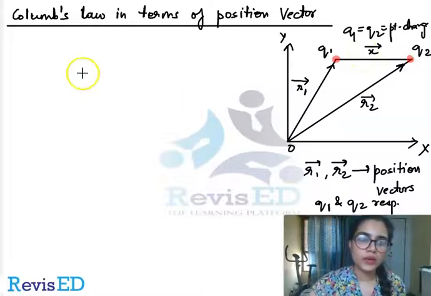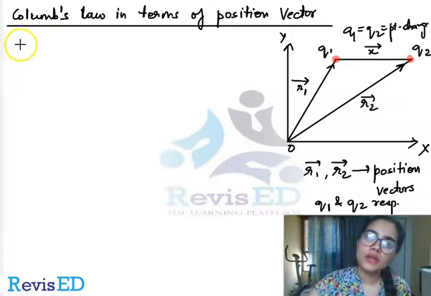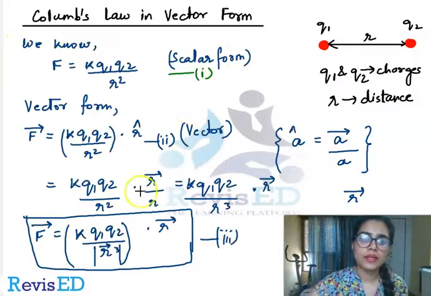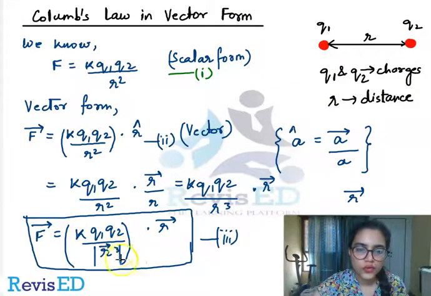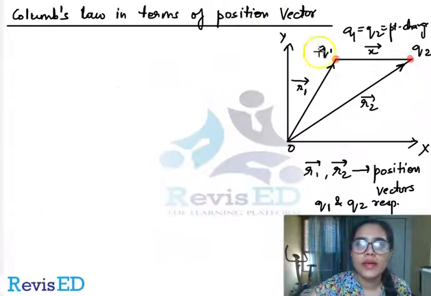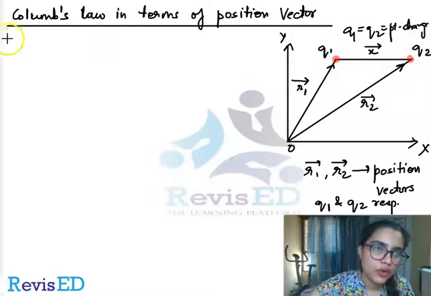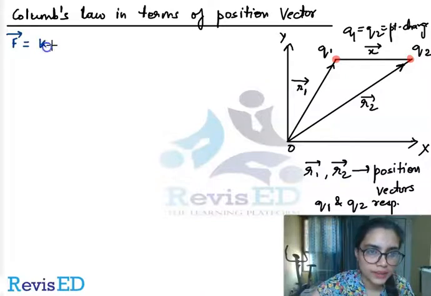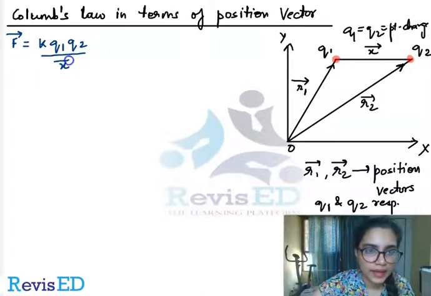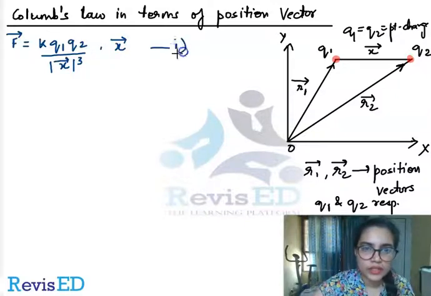So now we already know the formula for Coulomb's law that we have done in the previous video lecture. Fine, this was the formula. Now over here, the distance between Q1 and Q2 is defined as X. So the formula can be written as force vector F is equal to K Q1 Q2 by magnitude of X cubed, right? Into X vector. So let this be your equation number 1.